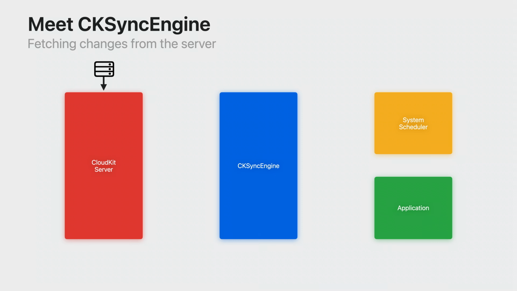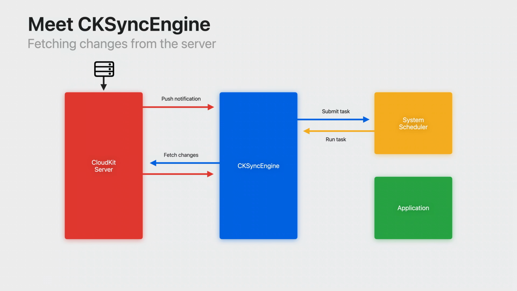When the server receives a new change, it sends a push notification to the other devices that have access to that data. CK Sync Engine automatically listens for these push notifications in your app. When it receives a notification, it submits a task to the scheduler. When the scheduler task runs, the Sync Engine fetches from the server. When it fetches new changes, it gives them to your app. This is your chance to persist these changes locally and show them in the UI. And that's the basic flow of operations when using the Sync Engine.